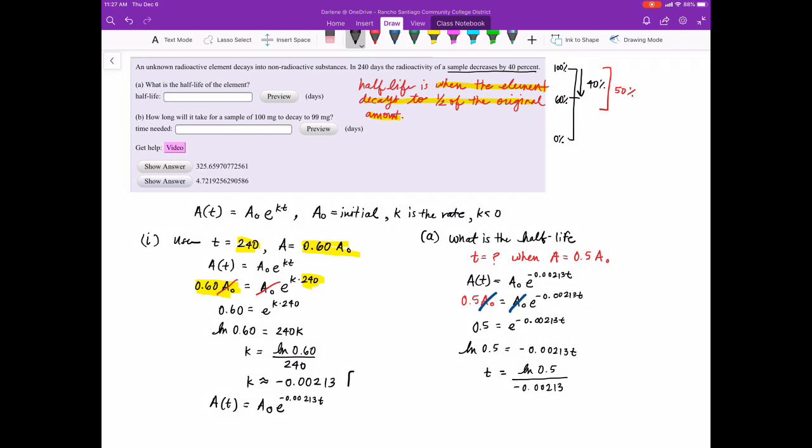And therefore, t will be equal to natural log of a half divided by negative 0.00213. And I want to remind you to keep that negative because the natural log of a half is negative and time can only be positive, so you need that negative. Make sure you don't leave that out. And then we'll find an approximated value for t by putting natural log 0.5 over negative 0.00213 in our calculator.